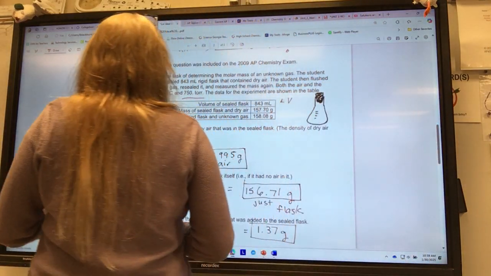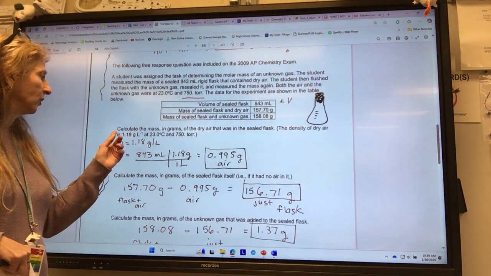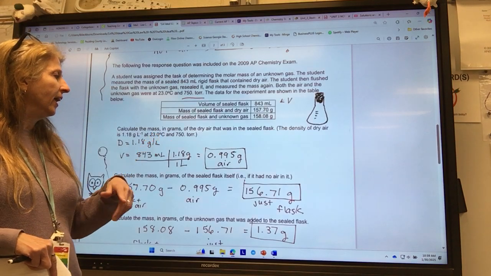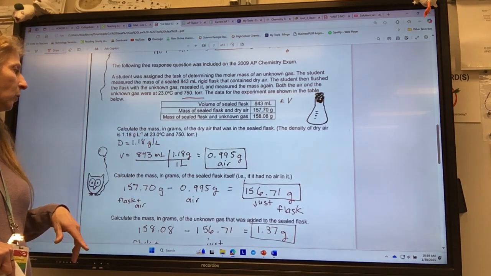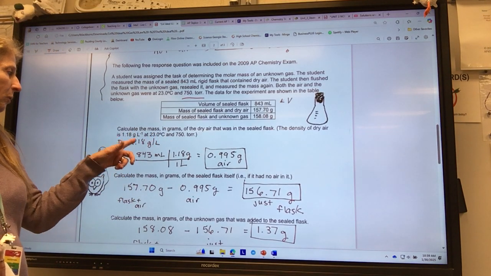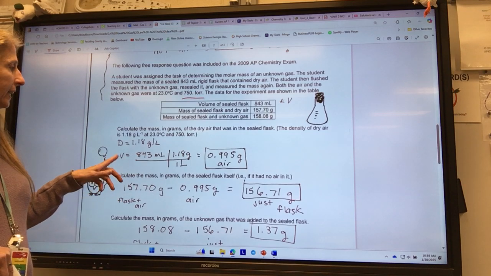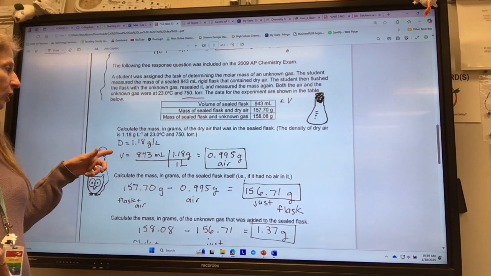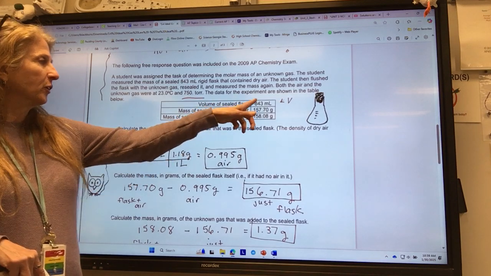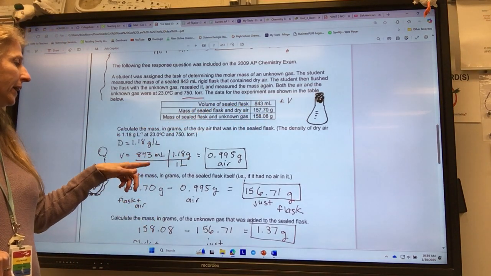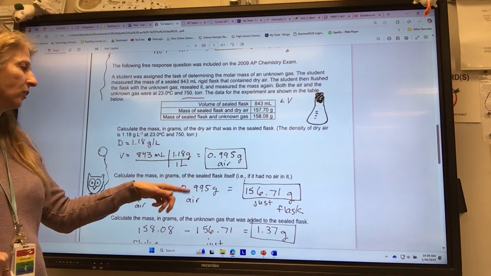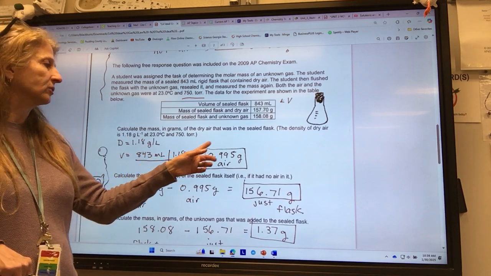You've seen it. So this is 1.18 grams per liter at 23 degrees Celsius and 754. So that's our density. That's what we know. And we need to get our mass. So we've got the volume, 843 milliliters, and we can get mass because we know grams per liter. We can cross out our liters and solve for grams.